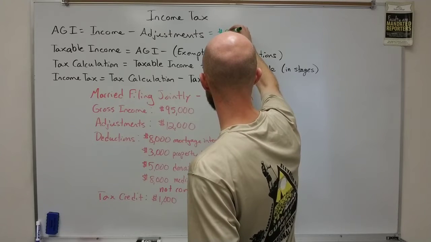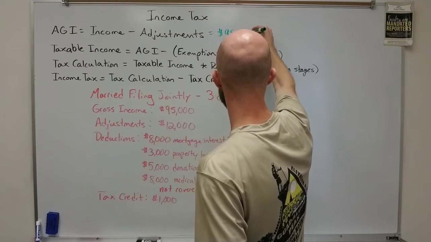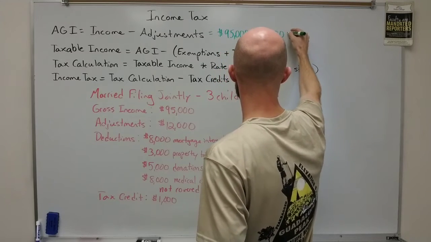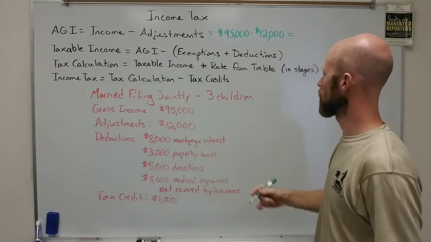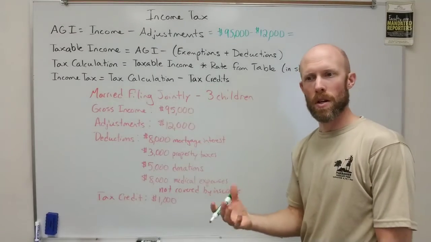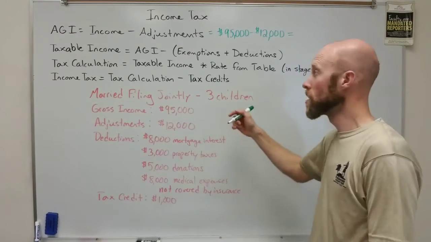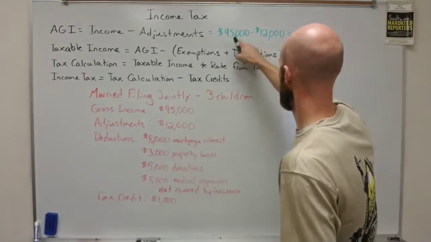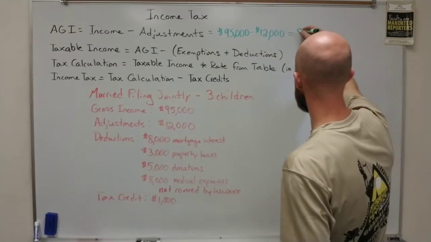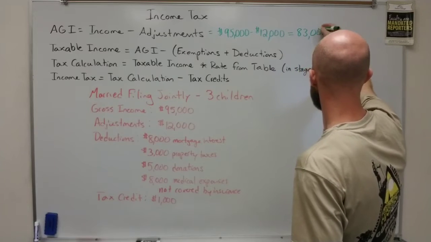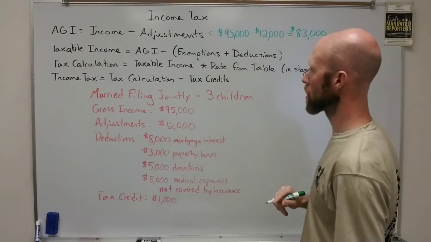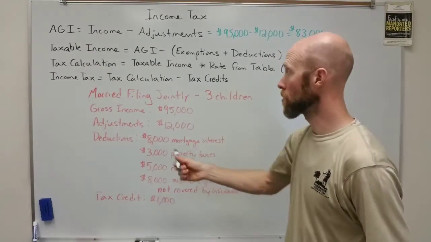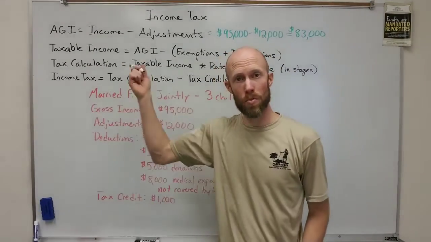So we've got $95,000 minus the $12,000 in adjustments, and that's of course like your retirement funds and stuff where money is pulled right out of your paychecks to fund that. That would be what, $83,000 is going to be the adjusted gross income. Right, so then after the AGI, we'll get the taxable income using that AGI.